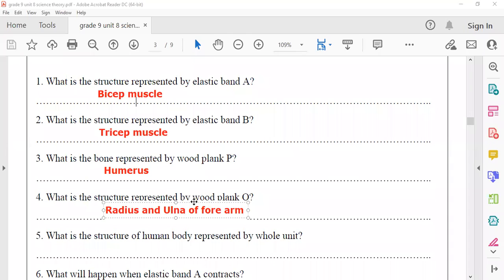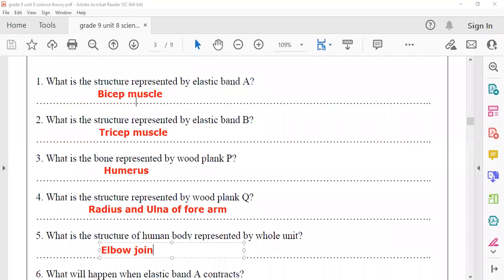What is the structure in the human body represented by the whole unit? The whole unit represents elbow joint. Could you please answer the questions? Okay, sir. Done, sir.